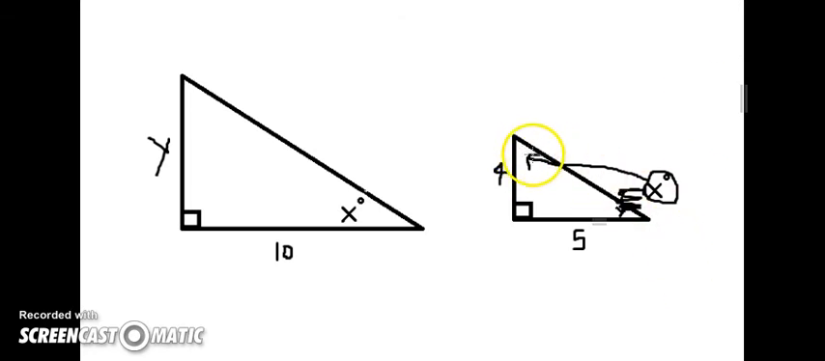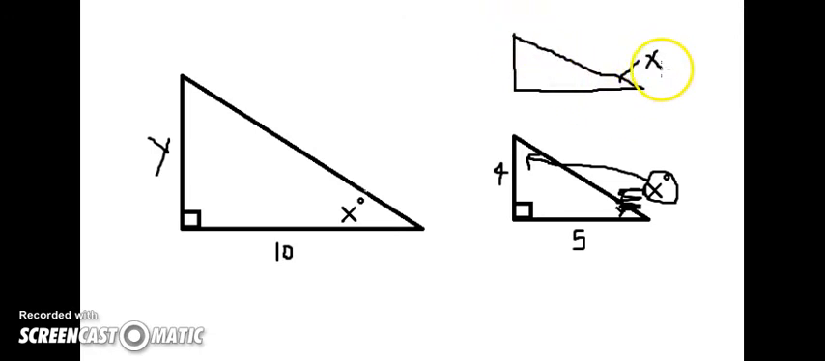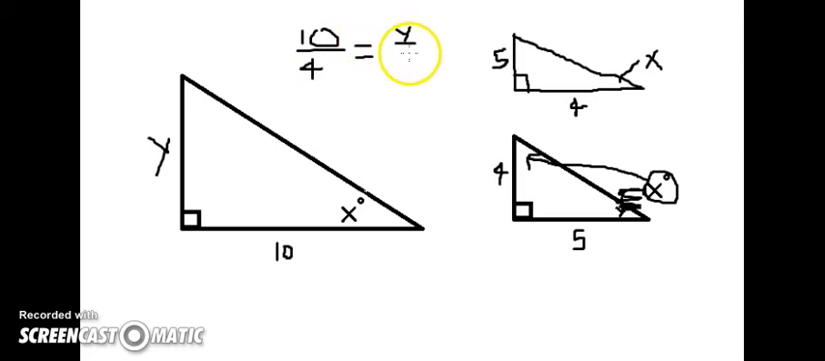if x was this angle instead, this triangle we could redraw like this with x right here and the 90-degree angle here. That means this side's the 4 and this side's the 5. So when you go to set up that ratio, it's going to be 10 is to 4 as y is to 5. They like to do that a lot because they like to trick you.